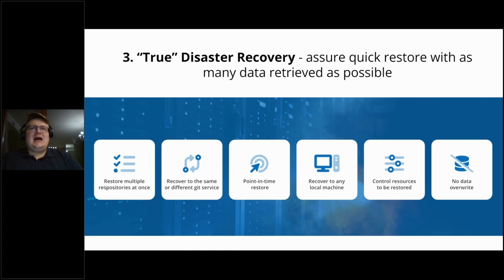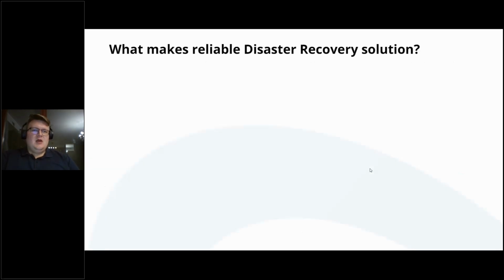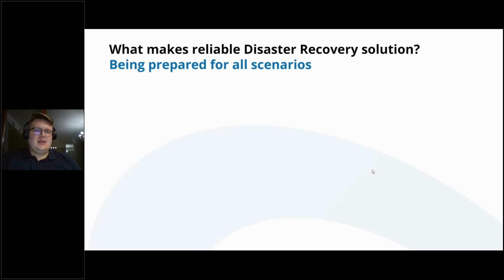Next thing is our disaster recovery scenario, something that we've touched upon. And there are, again, multiple scenarios that you need to consider. So what can possibly happen to our DevOps infrastructure and how will we recover from it? And what makes a reliable disaster recovery solution? So what scenarios should you take into consideration?